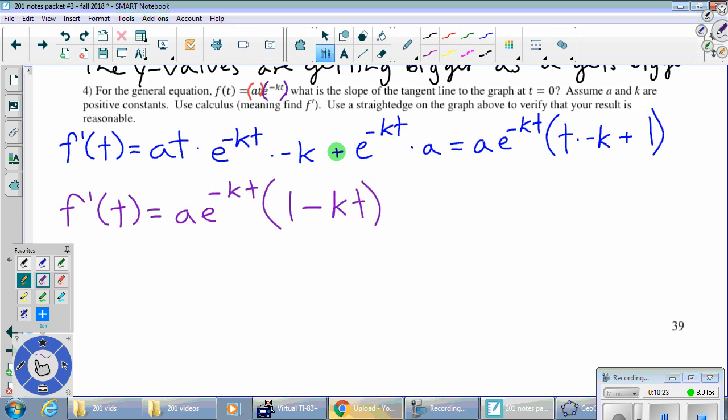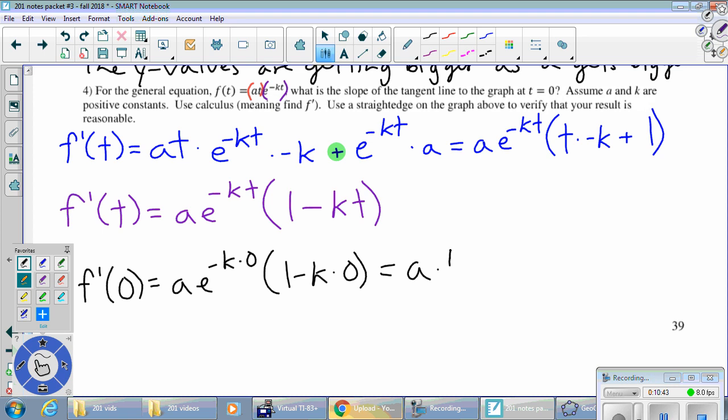Okay, so for this question, it wants us to find the slope of the tangent line at t equals 0, so that's going to be f prime of 0. And so we're just plugging 0 for all the t's. E to the 0 is 1. 1 minus 0 is 1. So at the end of the day, we should just get a. So the slope of the tangent line at t equals 0 is always a, whatever that number was in the front.